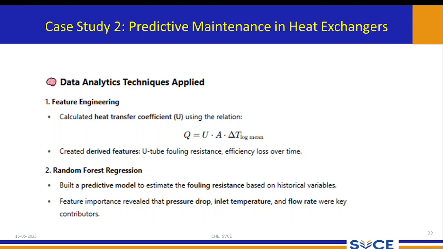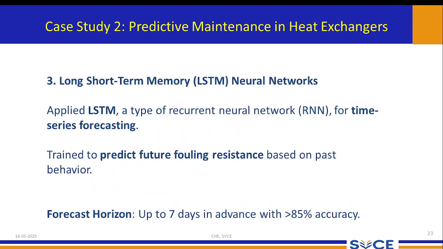So these factors will have more predominant features compared to the others in dealing with scaling, that is, the fouling characteristics. The pressure drop, inlet temperature and flow rate were the key contributors. Feature importance reveals this. Okay, so I hope you understood.